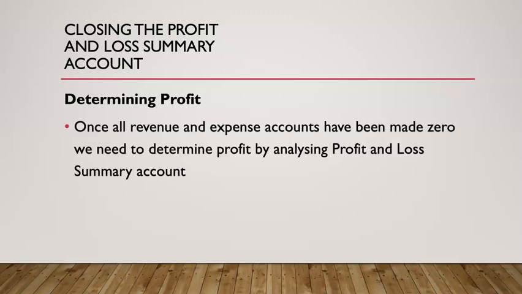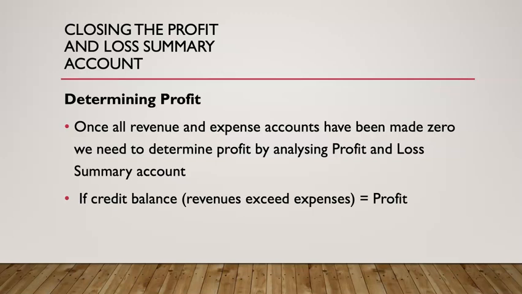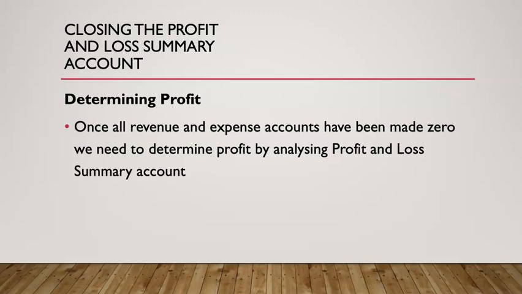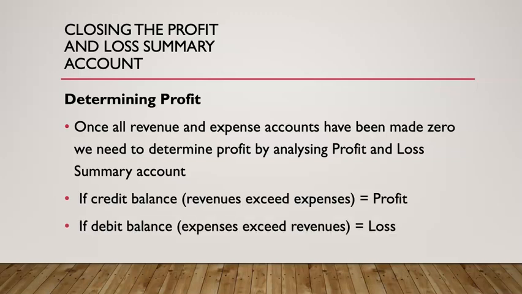So once all the revenue and expense accounts have been made zero, we need to determine profit by analysing the profit and loss summary account, which we have done. We know our profit here is $3,000. And if we have a credit balance, this means our revenue exceeds expenses. And this means we have a profit. And if we go back to our previous one, we do have a credit balance. We have more on our credit side than our debit side. If we have a debit balance, which we don't have here, then our expenses exceed revenues and we have made a loss.